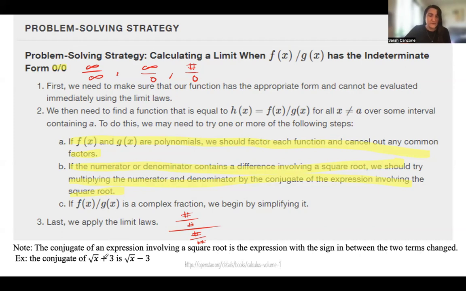If you have the square root of x plus 3, I want the sign in between the two terms to change. So if it's plus, it becomes minus. And it doesn't matter if your square root's first or your number's first or anything about it. It's the sign in between them that has to change.